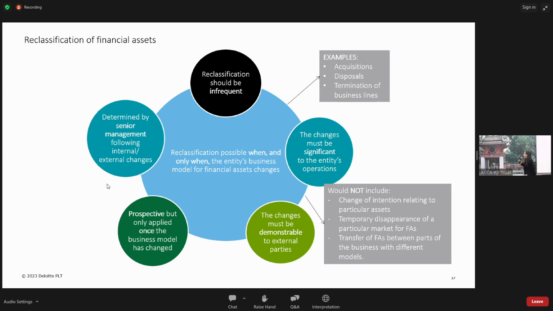Okay, now changes would not include a change of intention relating to a particular asset, temporary disappearance of a particular market for a financial asset, or transfers of financial assets between parts of the business with different models. Okay, these are not considered reclassification.